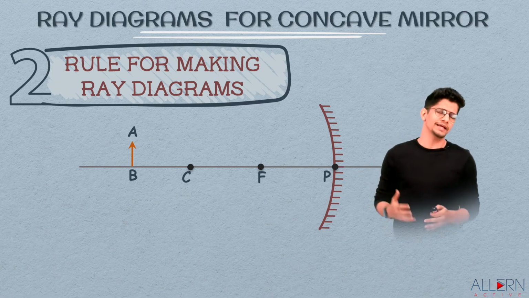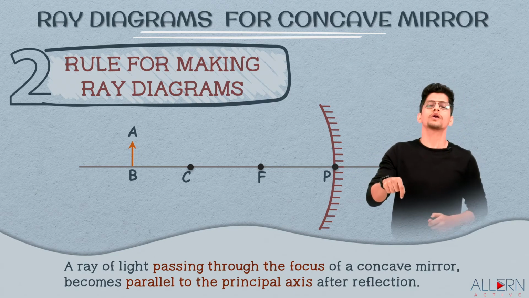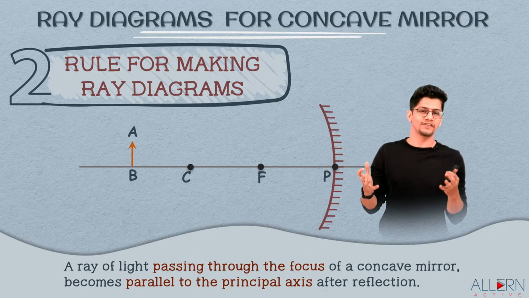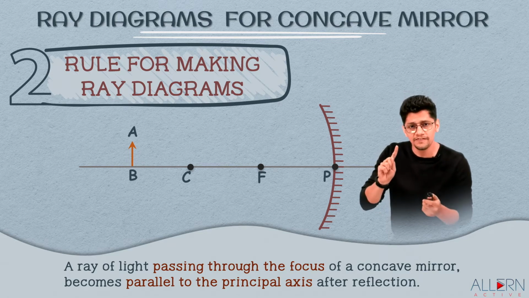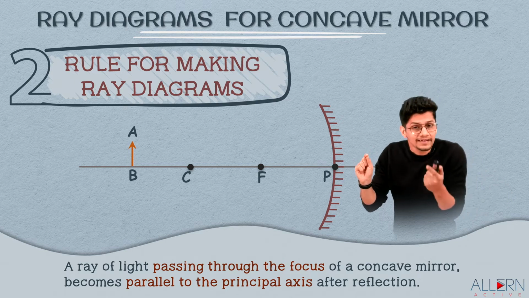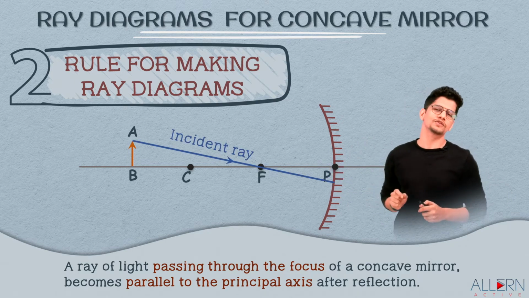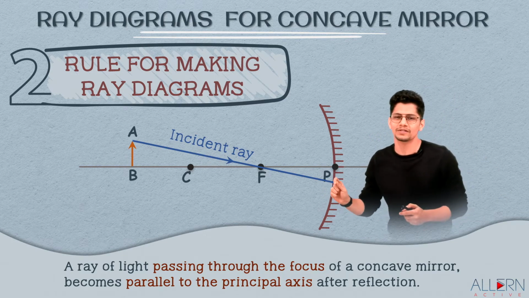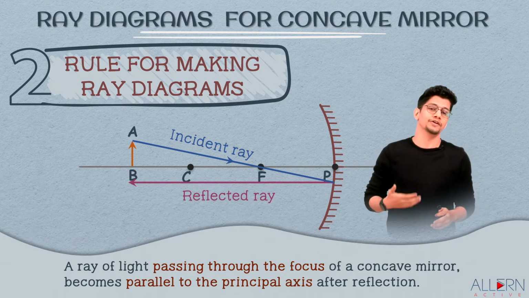Now the second rule is a ray of light passing through the focus of a concave mirror becomes parallel to the principal axis after reflection. So this is just the converse of the first rule, right? In the first rule, the incident ray was parallel to the principal axis, and the reflected ray was passing through the focus. But here, the incident ray is passing through the focus, and after reflection, it is simply going to travel parallel to the principal axis. Now this is the second rule.